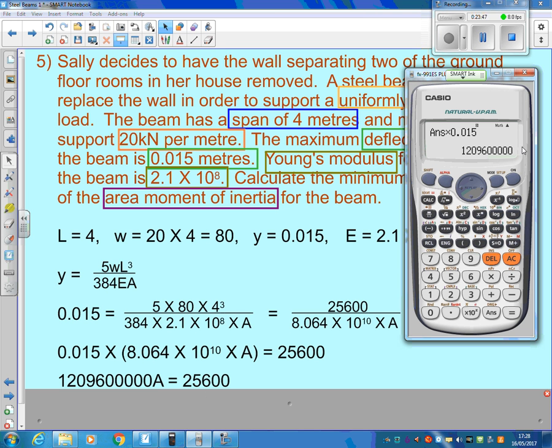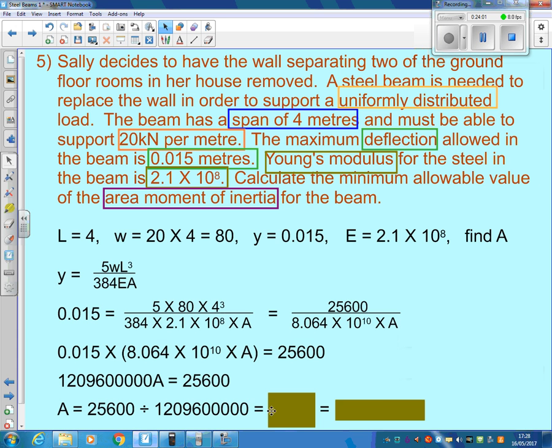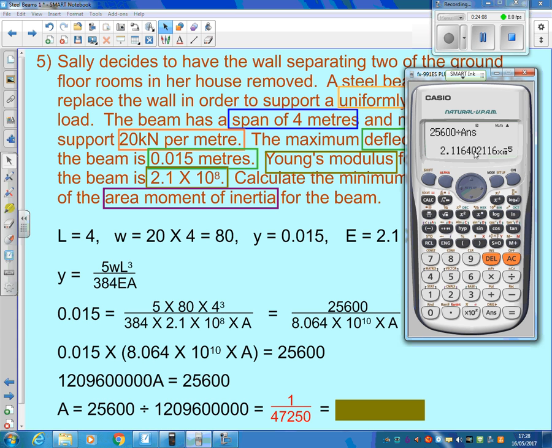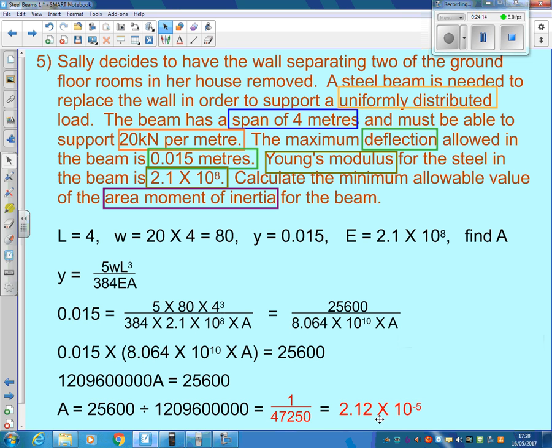Now the easy way to do that, because I've already got it there, is to do 25600 divided by answer. 25600 divided by answer equals, there's what we get. Let's have a look. Okay, over there, that's it as a fraction. Turn it into a decimal, S to D, and 2.12 times 10 to the minus 5, 2.12 to 3 significant figures. So that's what we'd expect A to be. That's a minimum allowable area moment of inertia. If it was any smaller than that, then it would mean that it was deflecting too much.